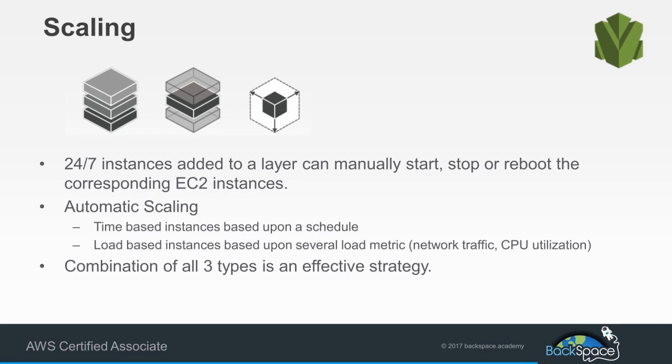So an effective strategy would be to use all three different types of scaling. For your baseline capacity, you would have a 24/7 instance. And then for automatic scaling, for your peak periods, you could have a time-based instance based upon a schedule. And you could also have load-based instances that would react to network traffic or CPU utilization, to look after those situations that you didn't expect, where you need excess capacity that you didn't have.